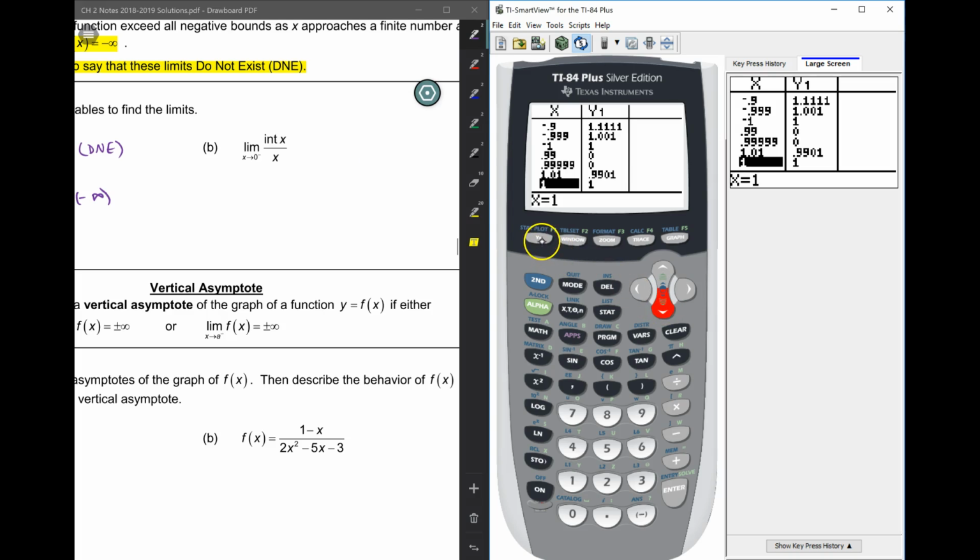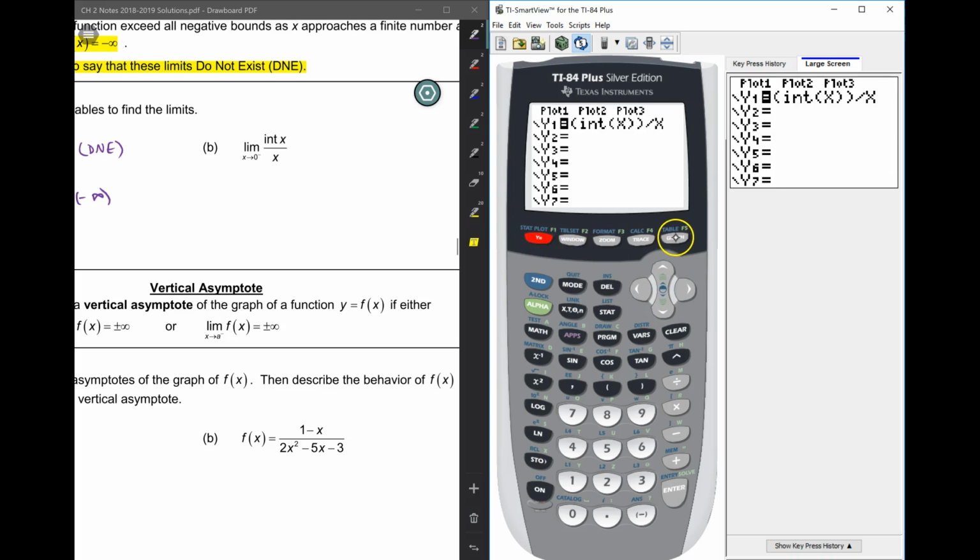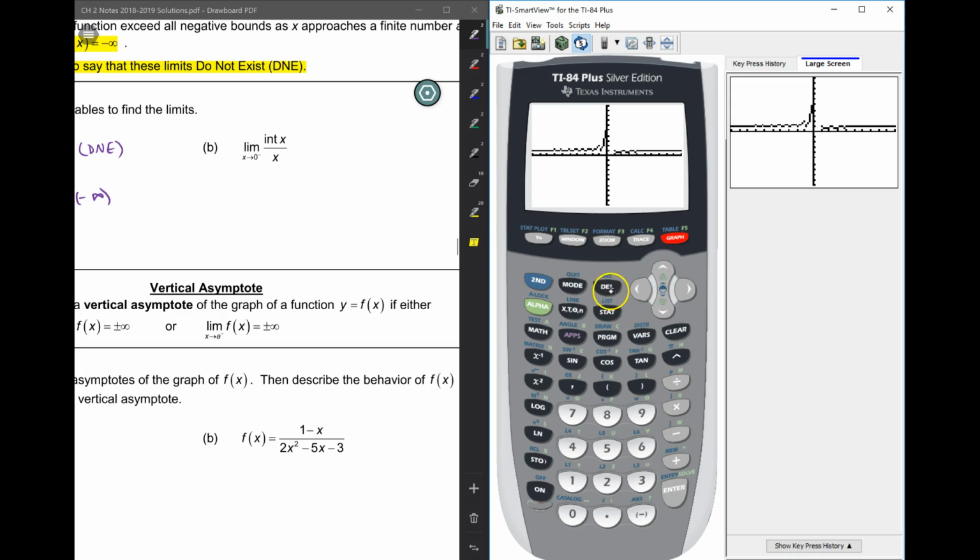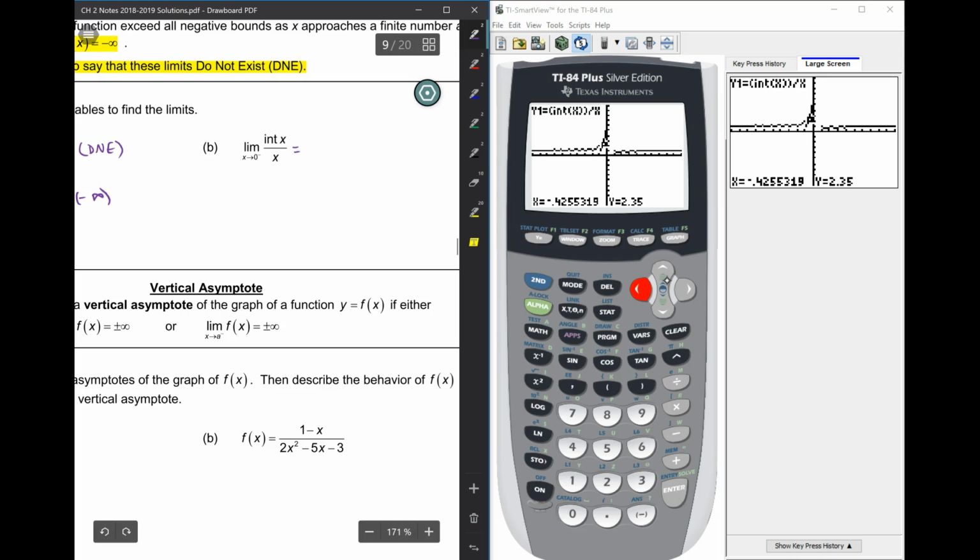Is it just? All right. Let me trace it. So, yeah, so where is it going here? It's going up to positive infinity over there, right? So here, we're going to say positive infinity or DNE.